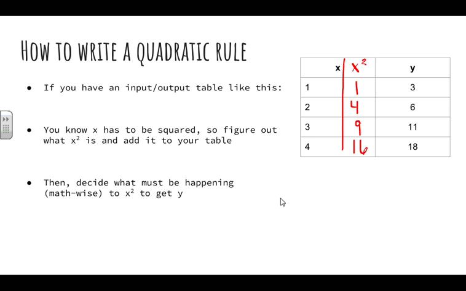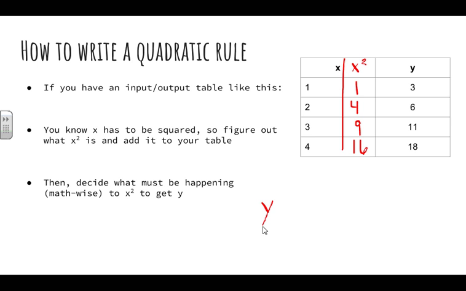All right, once we have that information, we can decide what must be happening to get from x squared to y. We've done this before. We look and see, are we adding something? Are we multiplying something? Or are we doing a combination of the two? So first, just try and see, is there a constant that we're adding to x squared to get y? So 1 plus 2 would give you 3. 4 plus 2 would give you 6. 9 plus 2 would give you 11. And 16 plus 2 would give you 18. So we must be adding 2 to x squared every time.